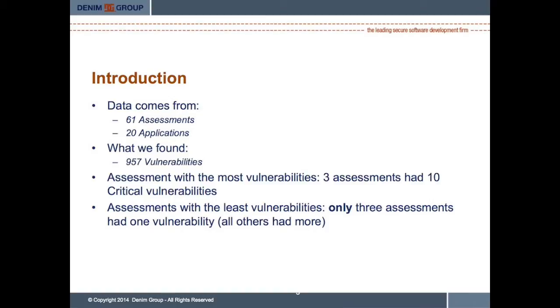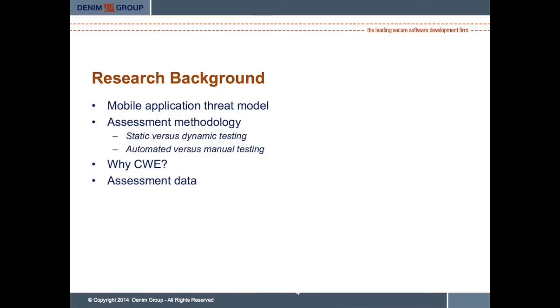And if you look at the most vulnerable applications, we had 3 assessments that had 10 critical vulnerabilities. So obviously that's a little scary. And across the board, only 3 assessments had only 1 vulnerability. All the other assessments had more. And so, in all of the systems that we looked at, we found at least some issues that an organization may choose to address. And in certain cases, we found, again, 10 critical vulnerabilities, which is something that could be considered pretty serious.